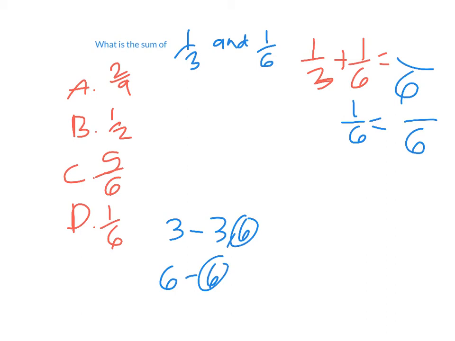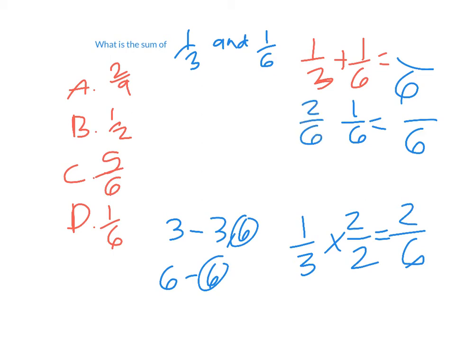I can save myself a little bit of time there. Still need to convert my 1/3. 1/3 times something equals something over 6. 3 times 2 gives me 6. 2 over 2 for 1 whole. 2/6. 2/6 plus 1/6 is 3/6, and then I run into my problem. That's not any of my answers. So what I need to do here is I need to simplify.